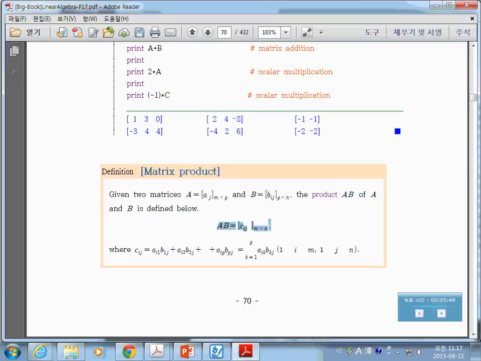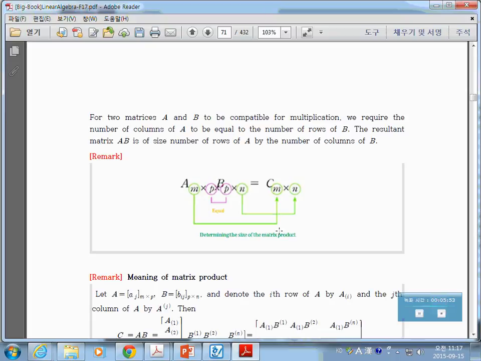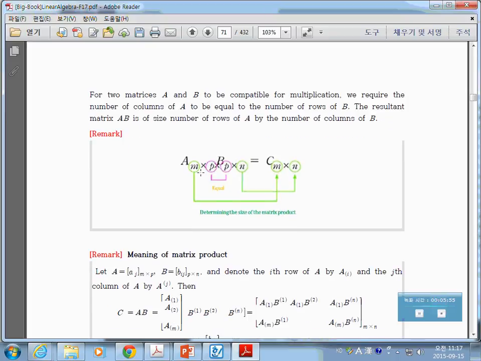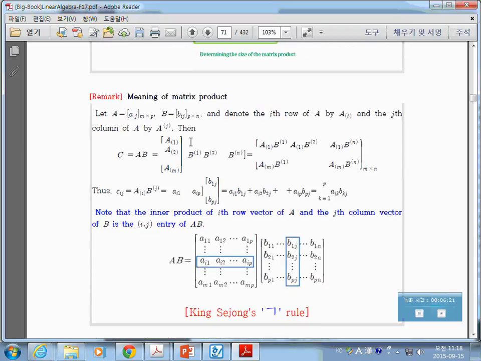So this is a very important and interesting definition of the matrix product. Here, the number of columns of A should be the same as the number of rows of the second matrix B, so this should match. Then the size of the final matrix should be m by n, which is the number of rows of A and the number of columns of B, respectively.